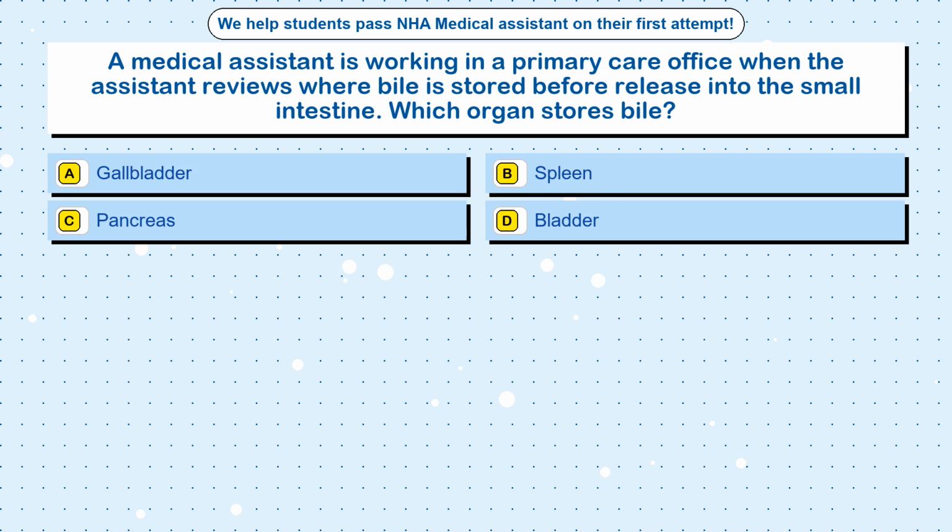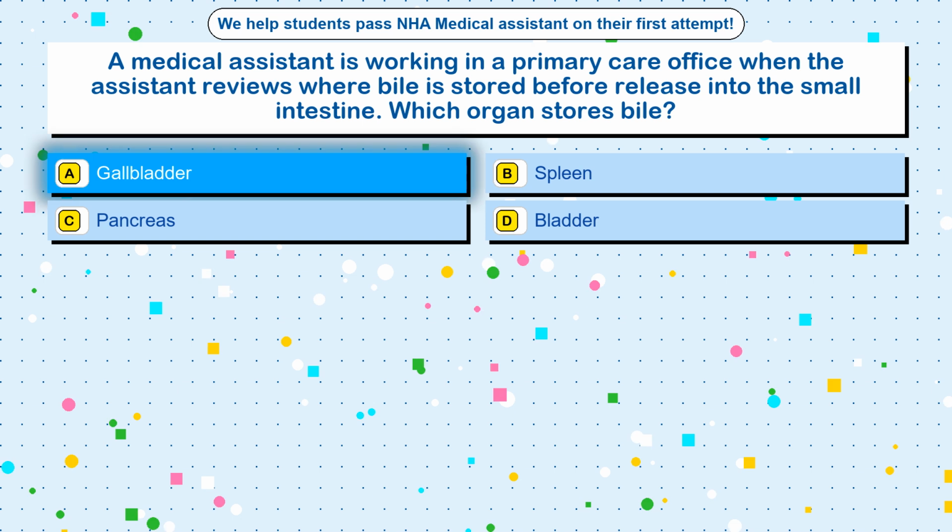Question 41. A medical assistant is working in a primary care office when the assistant reviews where bile is stored before release into the small intestine. Which organ stores bile? Option A, gallbladder. Option B, spleen. Option C, pancreas. Option D, bladder. The correct answer is option A, gallbladder.